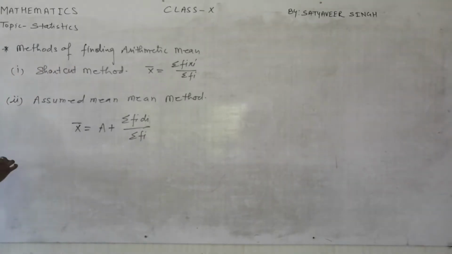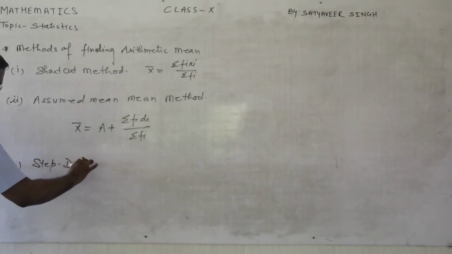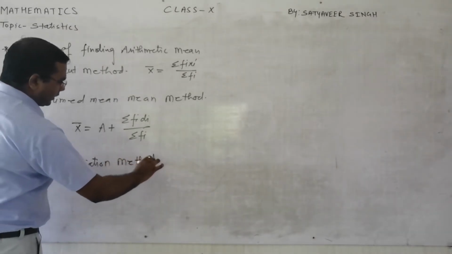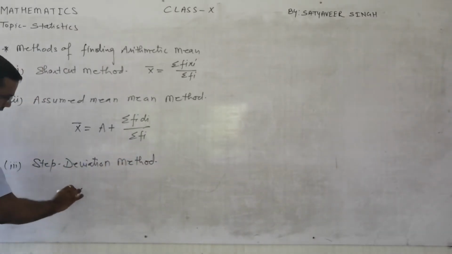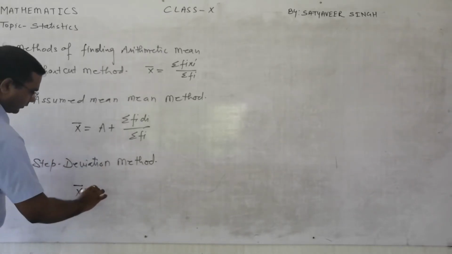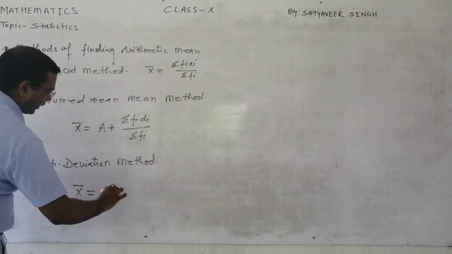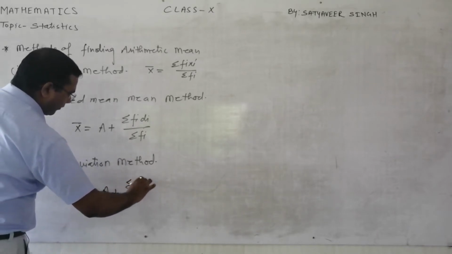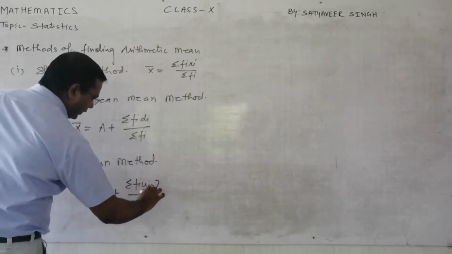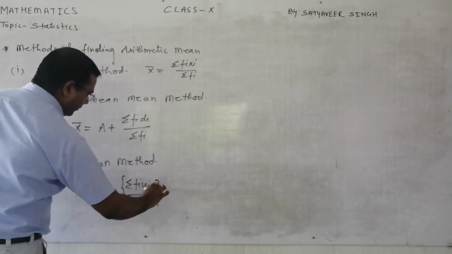And the third method that we will discuss is step deviation method. So these are the three methods that we want to learn in this chapter related to the arithmetic mean. The formula is summation fi ui upon summation fi, and this you will also have to multiply by h.